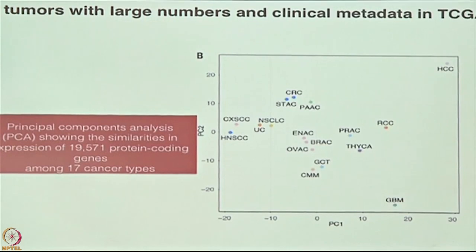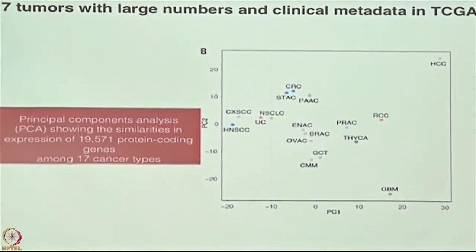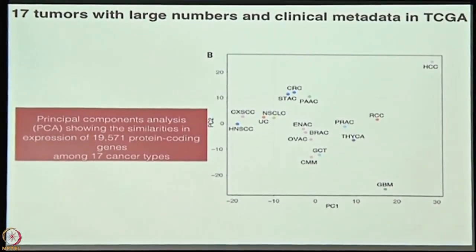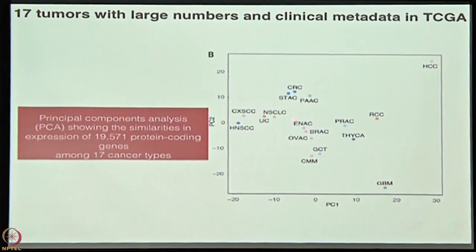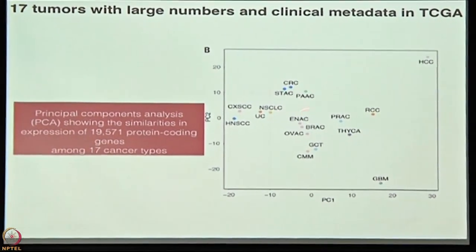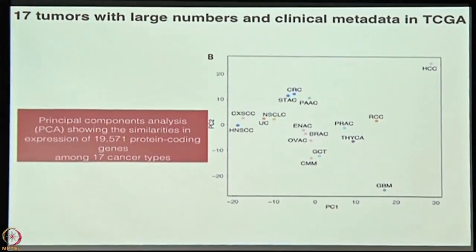We then narrowed the search to 17 tumors with large numbers and clinical metadata. From the original 33, we came down to 17, because these cancers had adequate numbers. And as you can see, these cancers which are grouping here are gastrointestinal cancers. This is colorectal carcinoma, that is stomach adenocarcinoma, that is pancreatic adenocarcinoma. This group which is coming here are the squamous cell carcinomas. So it's head and neck squamous cell carcinoma, cervical squamous carcinoma. If you see this group here, these are the endometrial adenocarcinomas, ovarian adenocarcinomas and the breast adenocarcinomas. So they group together from the same system.